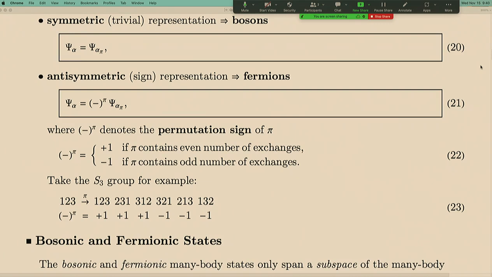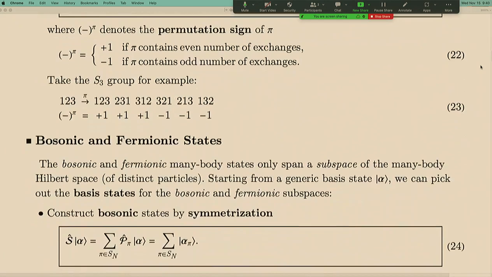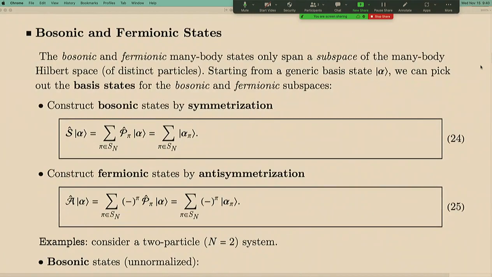And the fundamental difference is in their many-body wave function. Boson exchange is symmetric, and fermion under exchange is anti-symmetric. Okay? So that is the boson and fermion state, the principle of bosons and fermions I want to talk about.